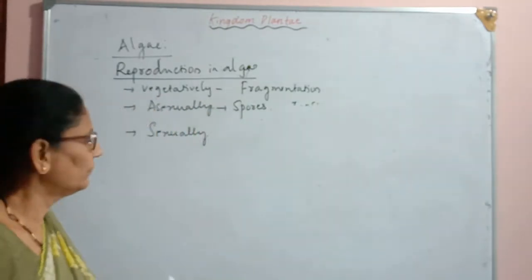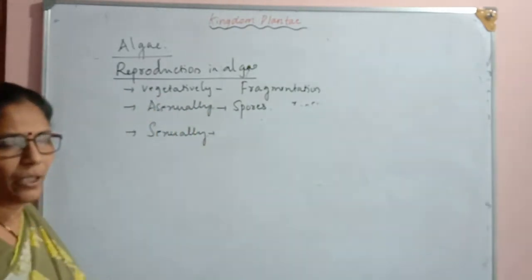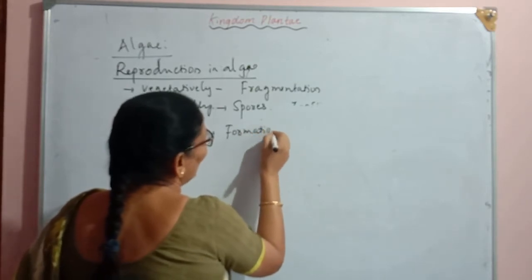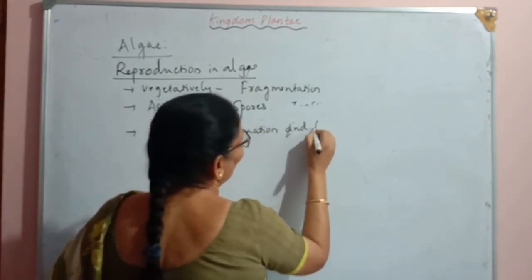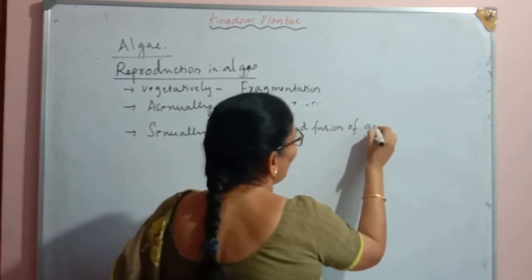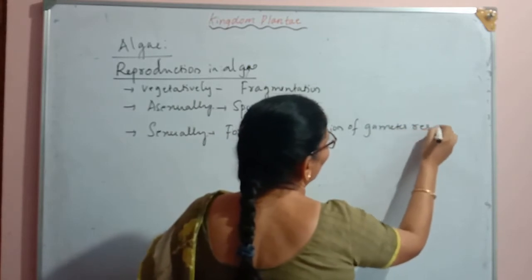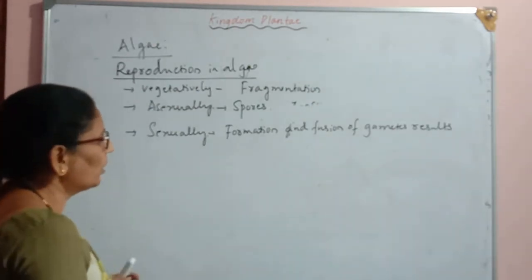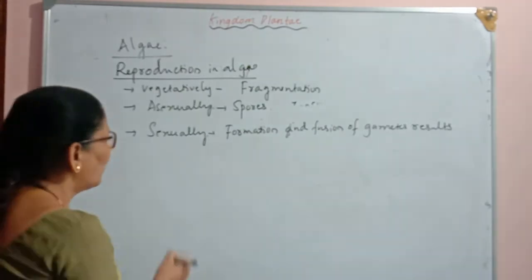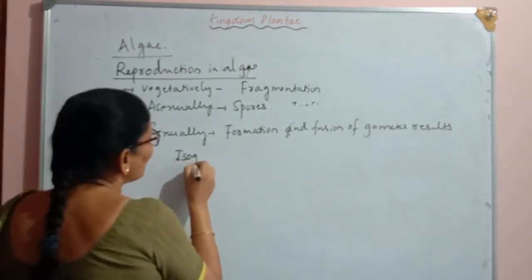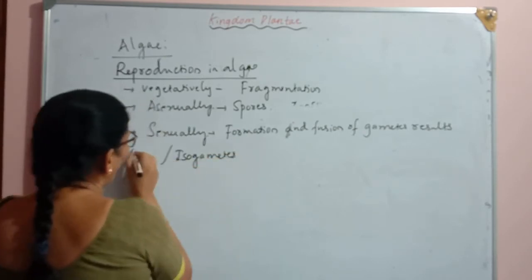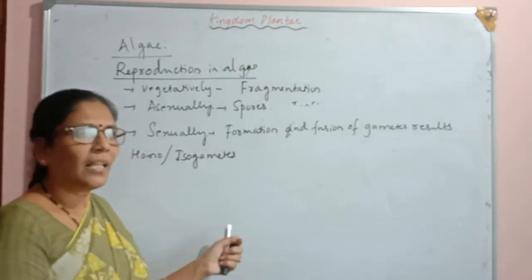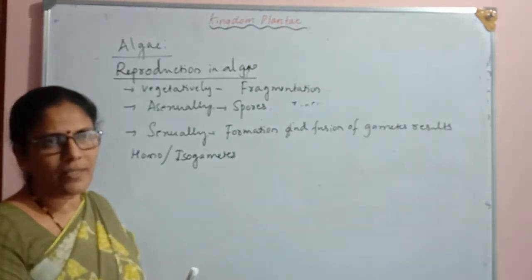Sexual reproduction in algae takes place by the formation and fusion of gametes. Formation and fusion of gametes results in sexual reproduction. There are different types of gamete fusion. For example, if homo or isogametes are fused and zygote formation takes place, that process is called isogamous reproduction.